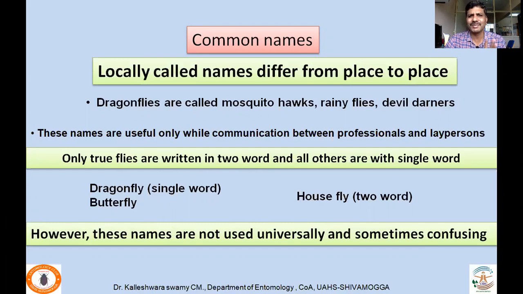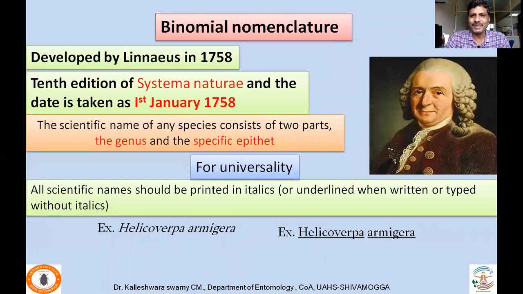But still, it is difficult to universalize these types of common names. It is very tough. These names are not universally accepted, and sometimes it is confusing. That's why scientific naming is very important, and the procedure should be monitored by an agency. Only then is it possible to develop a universal system so that everybody follows the same nomenclature. So Linnaeus, in the year 1758, came out with binomial nomenclature.